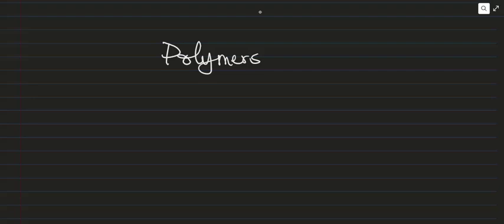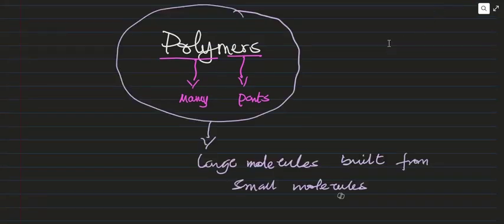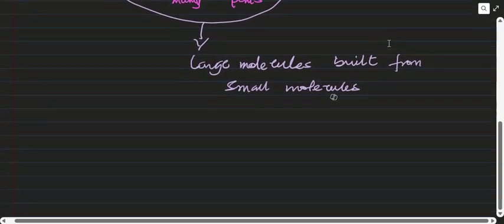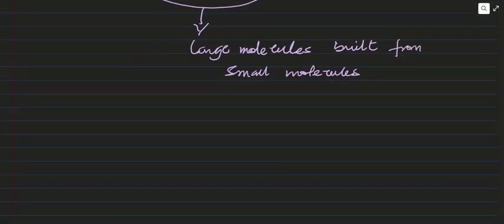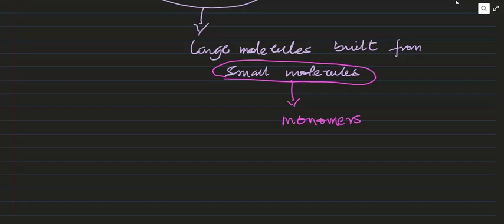So what are polymers? The poly part of the word means many, and the mers part of the word means parts. So polymers simply means many parts. In other words, polymers are very large molecules that are built up from small molecules. The small molecules that we build large molecules from are called monomers. So it means polymers are built from monomers.